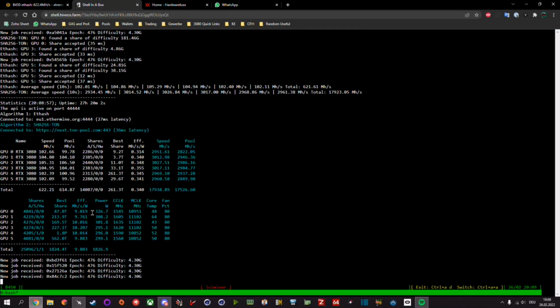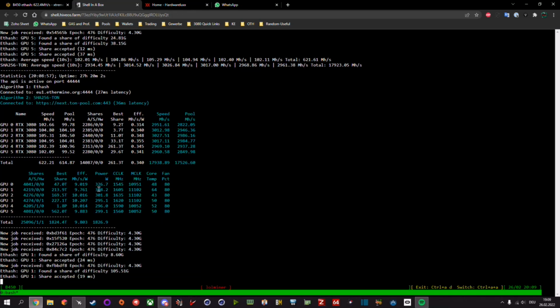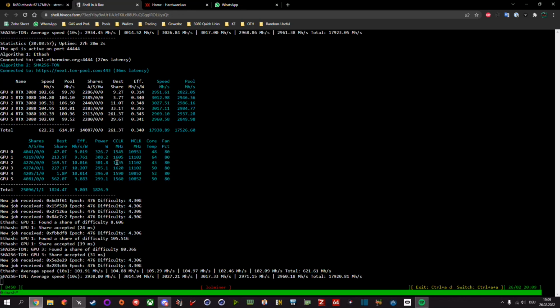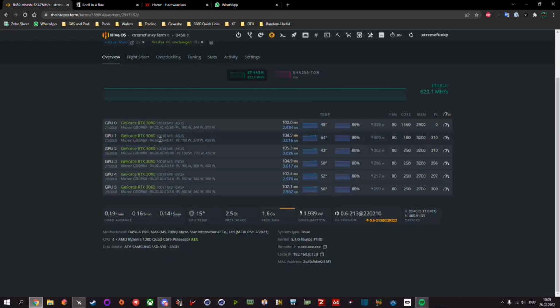Oh, and we see it: 326, and we can see the core clock even decreased. Now you get the reason why we are using this. Oh, it increased even more to 840. Wow, that's neat, isn't it? And that's why we want to use the offset and pull the core voltage down with the power limit.